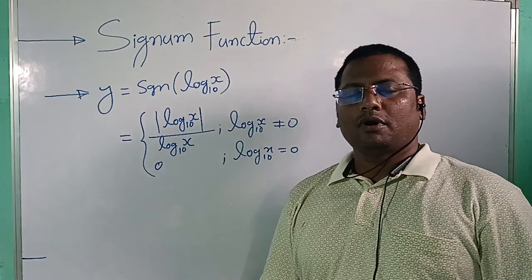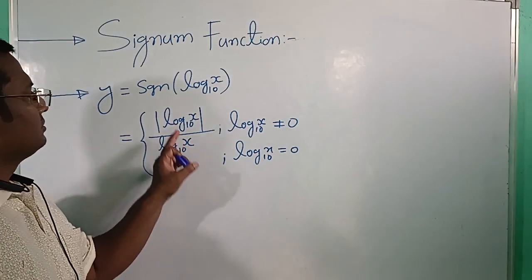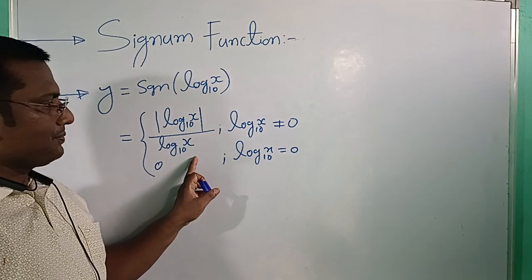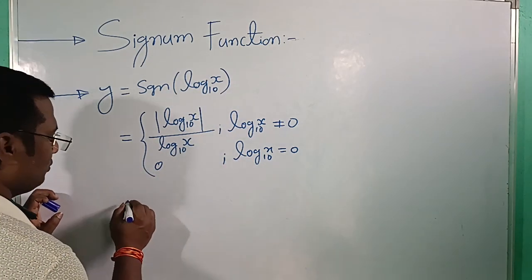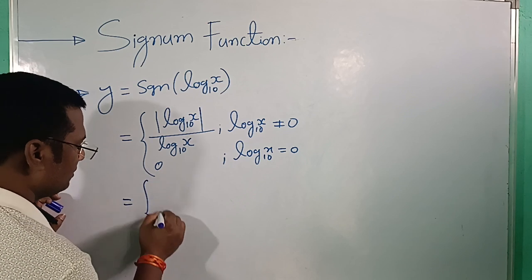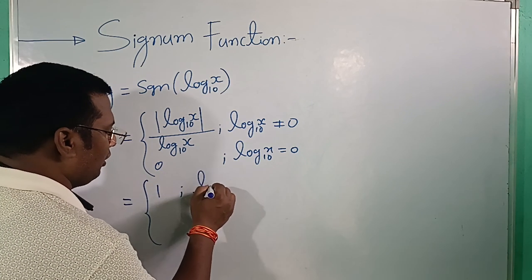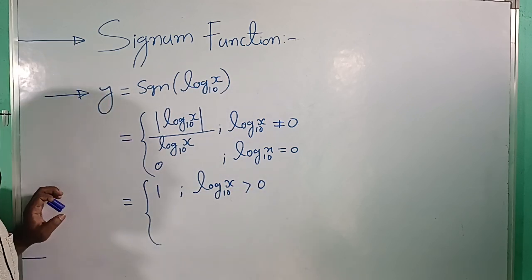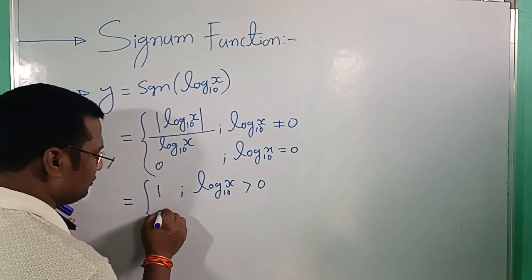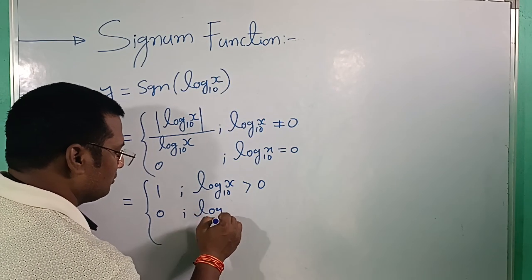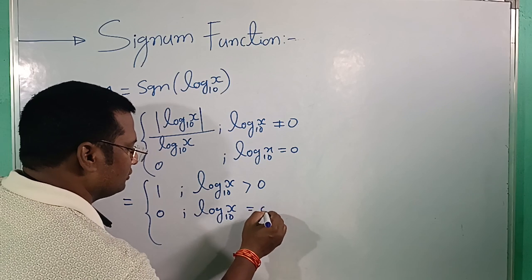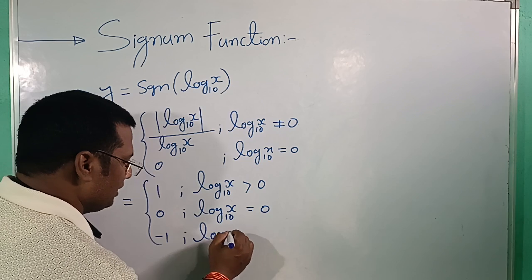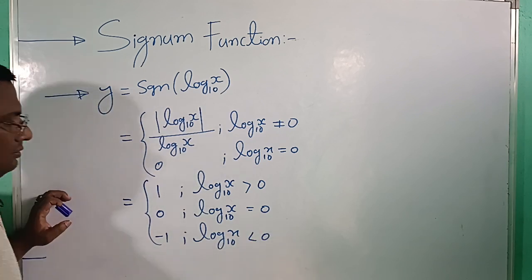Okay, now signum of log x base 10. So signum of log x base 10, this is the signum form. It will be 1 if log base 10 x greater than 0, and this will be 0 if log base 10 x equal to 0, and this is minus 1 if log base 10 x less than 0.